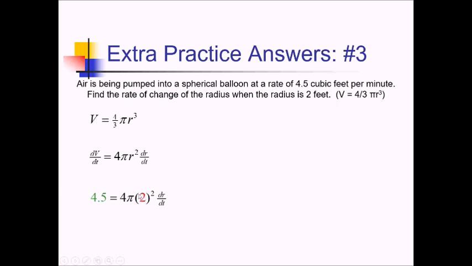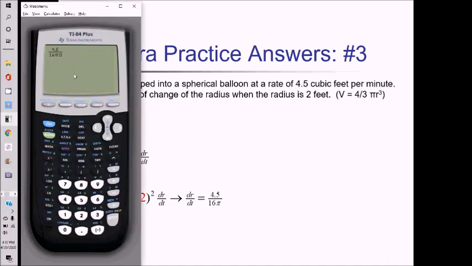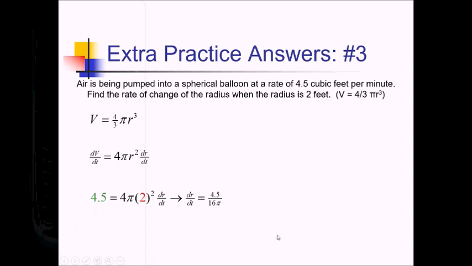So basically I want 4.5 over 16 pi, or whatever that comes out to on the calculator. Let me figure that out. Since I have more than one thing being multiplied together in this denominator, I'm going to put it in my fancy fraction so I don't have to worry about parentheses. And that's going to come out to 0.090. And again, that's going to be in feet per minute.